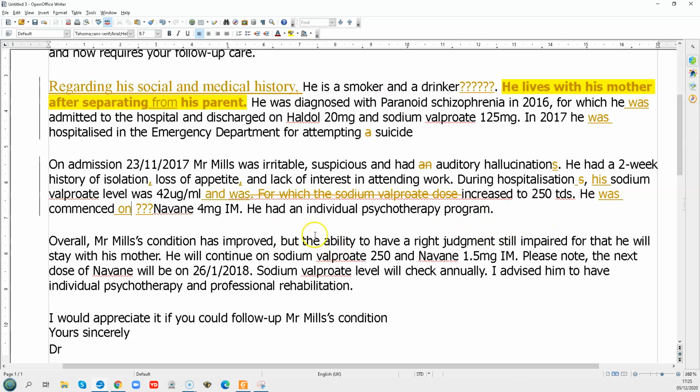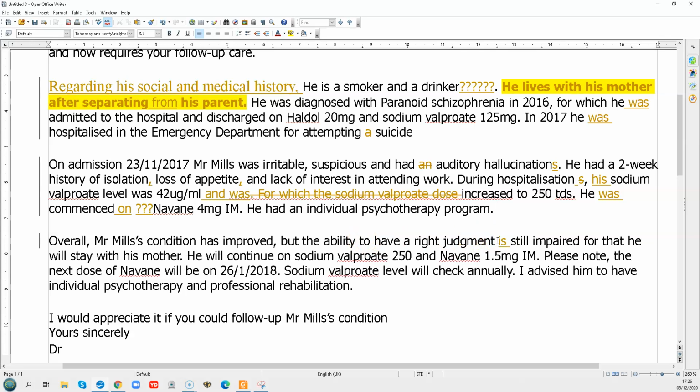It was commenced on evidence, which agrees. And he had an individual psychotherapy program. What? So that doesn't really tell me a great deal. It's just an add-on extra sentence. Okay. Overall, Mr. Moses' condition has improved, but the ability to have a right judgment still impaired. And what exactly is a right judgment?